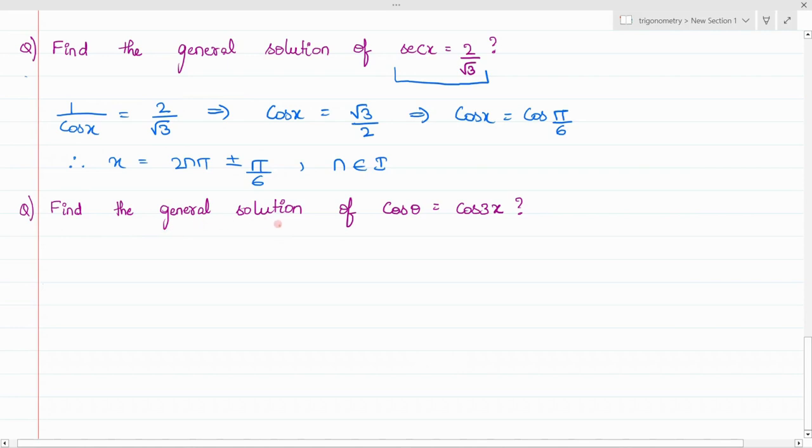In this question, we need to find the general solution of cos theta is equal to cos 3x.